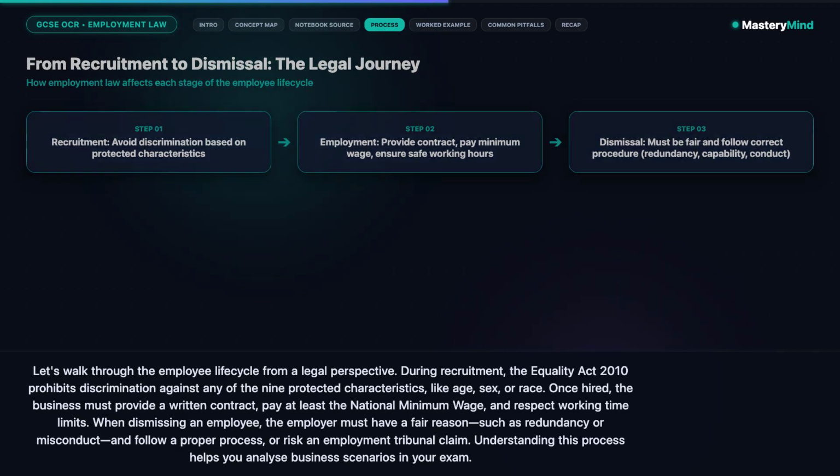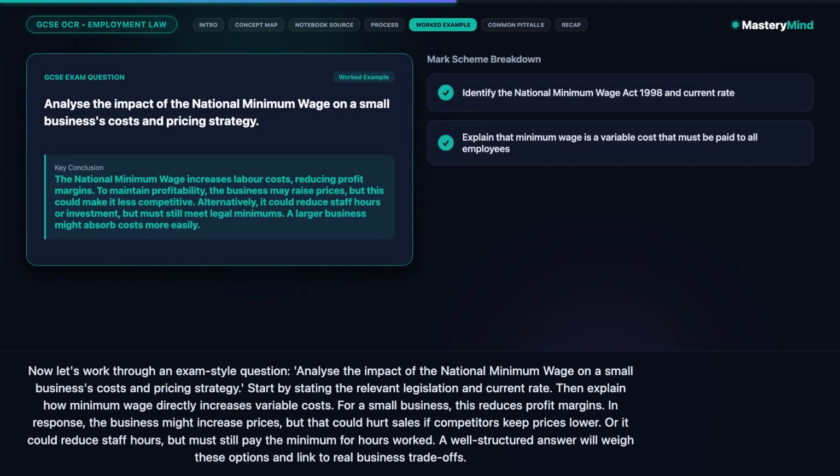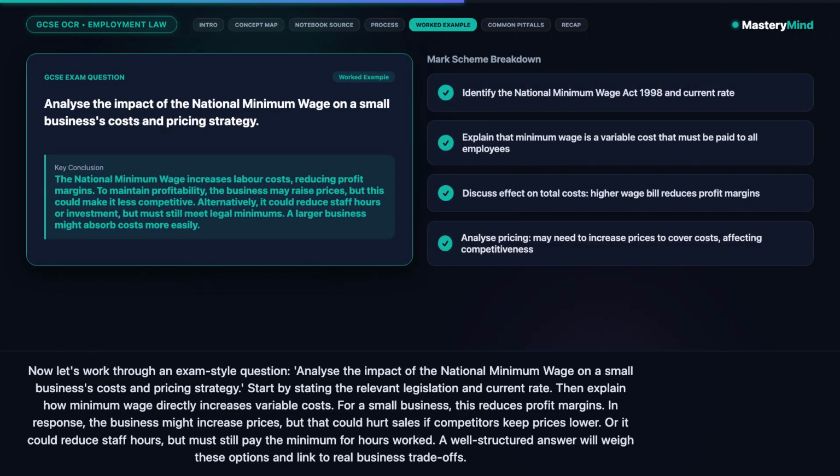Now let's work through an exam-style question. Analyze the impact of the national minimum wage on a small business's costs and pricing strategy. Start by stating the relevant legislation and current rate. Then explain how minimum wage directly increases variable costs. For a small business, this reduces profit margins. In response, the business might increase prices, but that could hurt sales if competitors keep prices lower. Or it could reduce staff hours, but must still pay the minimum for hours worked. A well-structured answer will weigh these options and link to real business trade-offs.